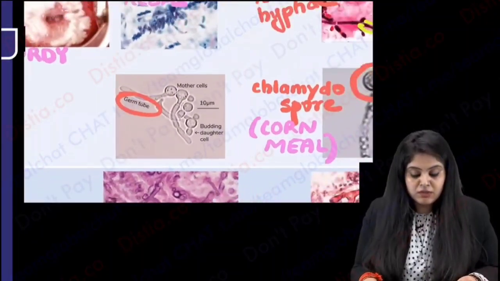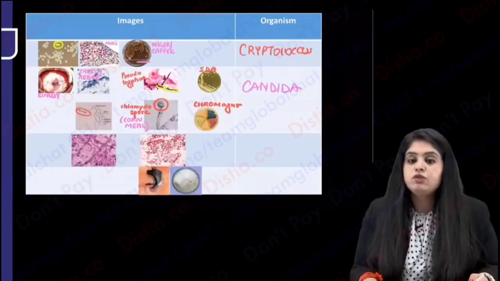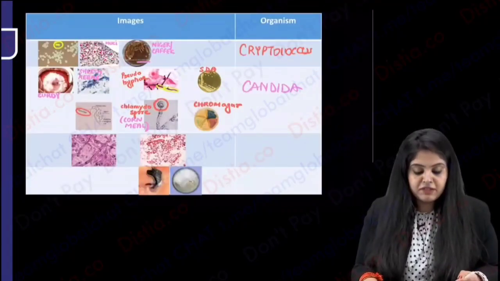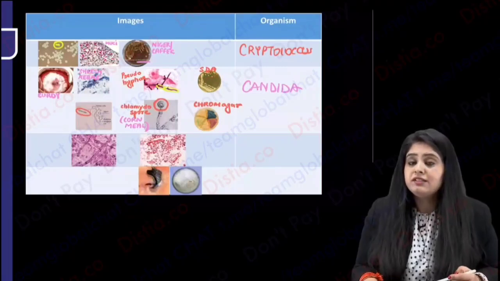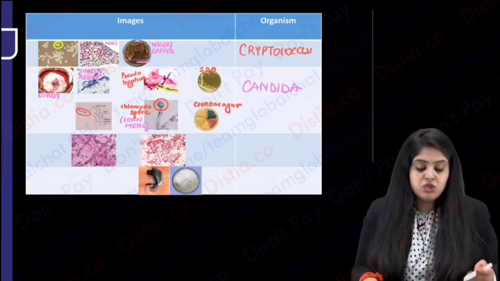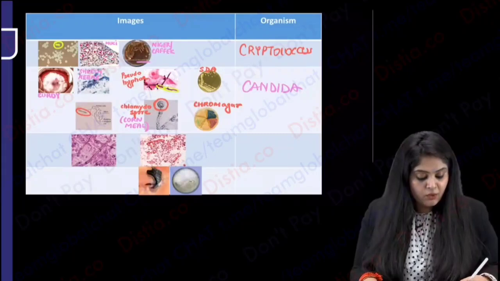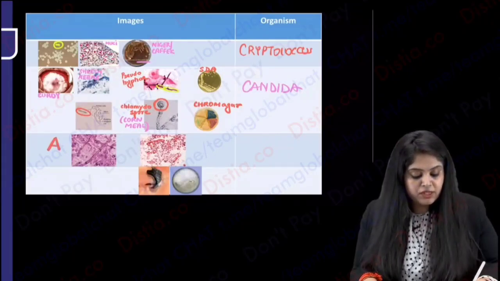So now zoom out and see the entire spectrum. You see the very famous curdy white discharge with the shish kebab effect. Pseudohyphae are seen. Creamy, pasty, yeasty colonies are seen. All the C's, chlamydospores are seen on corn meal agar. Then chrome agar is used for it, and you make it a G, so you get a germ tube test. Candida is done. Now we go on to the difference between aspergillus and mucor.